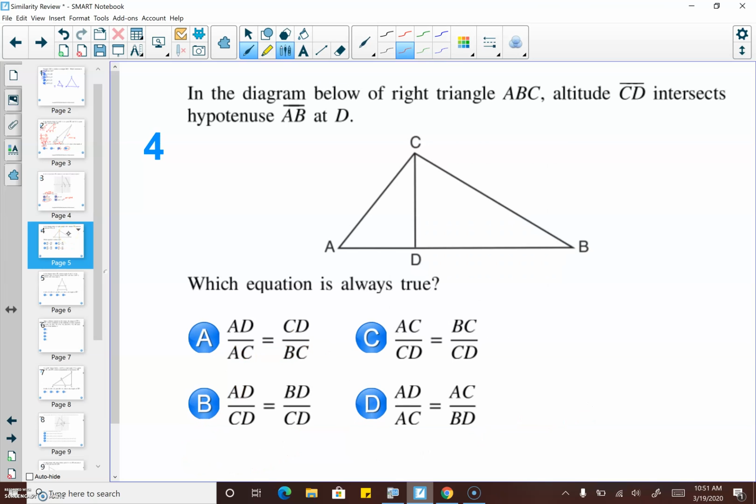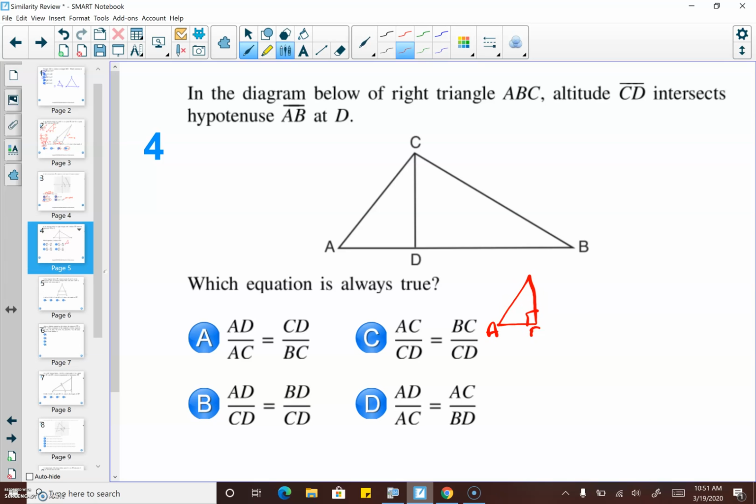In the diagram below of right triangle ABC, altitude CD intersects hypotenuse AB at D. Which equation is true? So this is one of those where it's one of the 3 right triangle questions, and you're going to want to redraw your small, medium, and big triangles so that they are all facing the same direction. So I just redrew all my triangles.